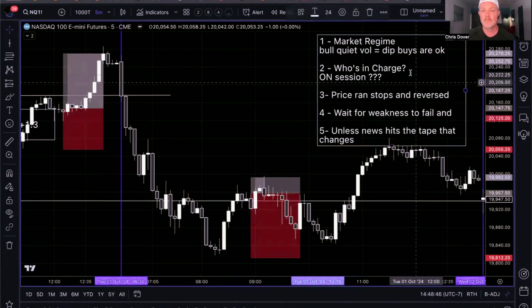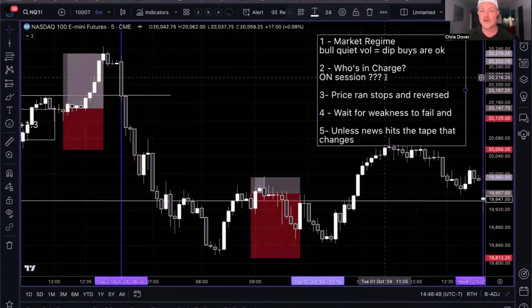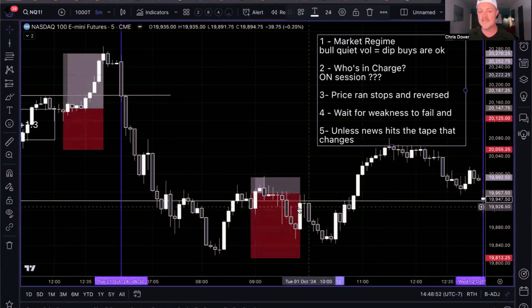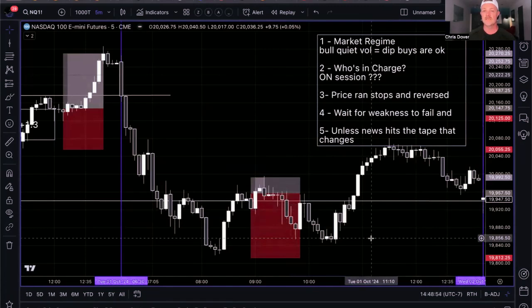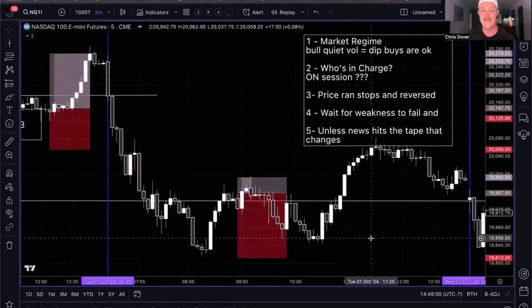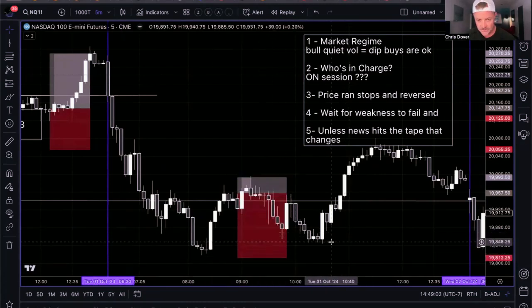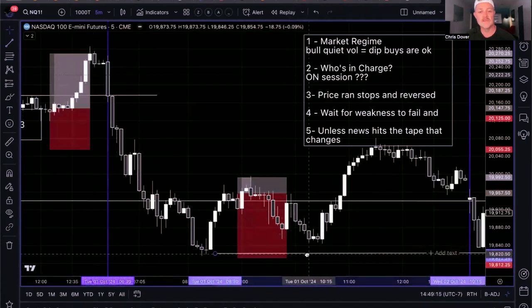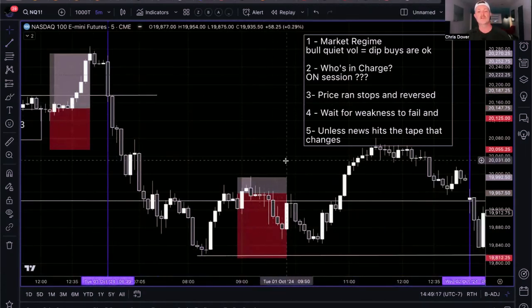Okay, bull quiet still on. Who's in charge? The overnight session we have a small gap inside yesterday, so that doesn't mean anything. Let's see what we get. Initial sell-off down to the previous lows. Let's go ahead and add that support level because that one held yesterday pretty nicely, and I'm going to go ahead and use it today.